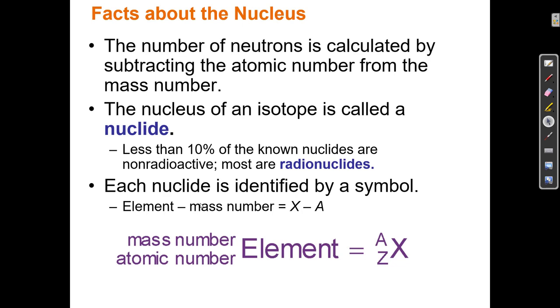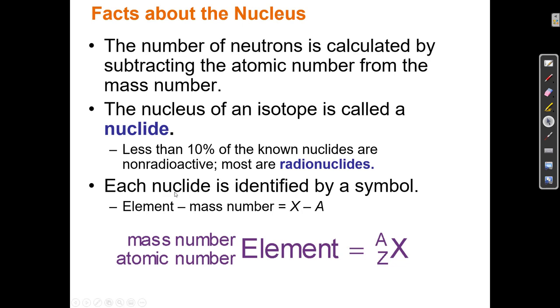Less than 10% of the known nuclides are non-radioactive, and most are radioactive radionuclides. We'll look at a chart here that shows that there are lots of combinations of protons and neutrons. We can stick 0 neutrons and 1 proton, 1 neutron and 1 proton, 2 neutrons and 1 proton, 3 neutrons and 1 proton, and so on. There are lots of combinations of protons and neutrons to create different nuclei, but less than 10% of them are stable. More than 90% are unstable. There are not many combinations of protons and neutrons that actually lead to a stable atom. Most combinations lead to unstable atoms, and unstable atoms are radioactive. They're going to emit some kind of radioactivity.